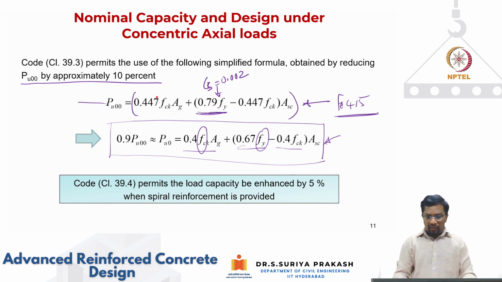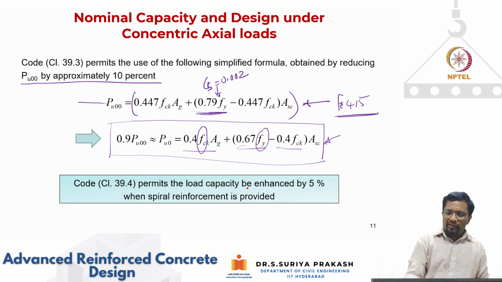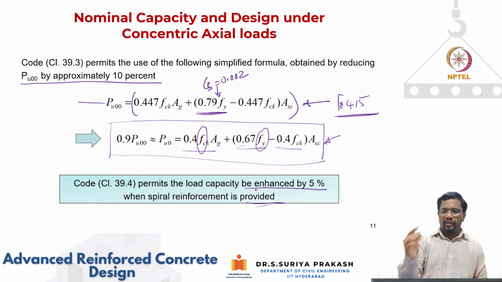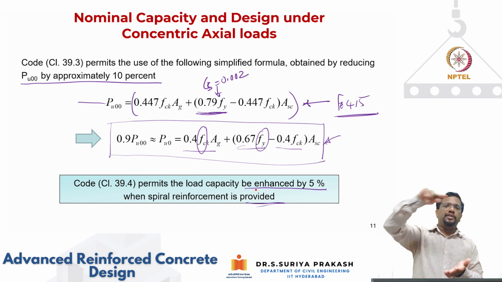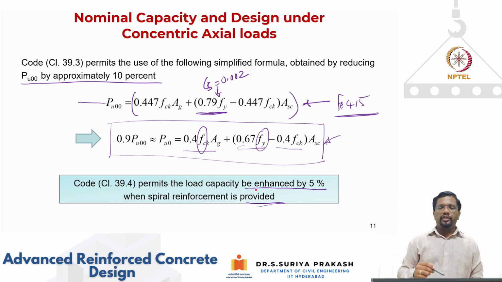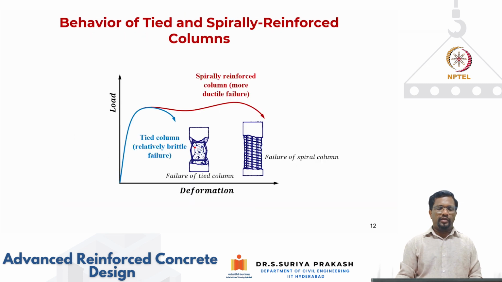Now, for spirally reinforced columns, or columns confined with spiral reinforcement as ties, the code permits the load capacity to be enhanced by 5%. Again, we talked about two types of reinforcement. You can have longitudinal reinforcement confined by individual ties or transverse reinforcement, or you can have a spiral, which is a continuous reinforcement. If I'm using spiral reinforcement as transverse reinforcement, then the code permits that this capacity can be increased by about 5%. We'll talk about why the code is saying that.